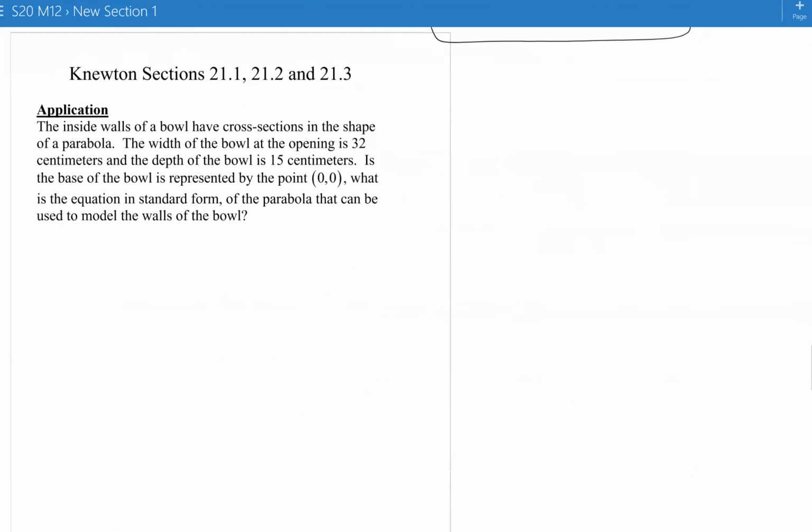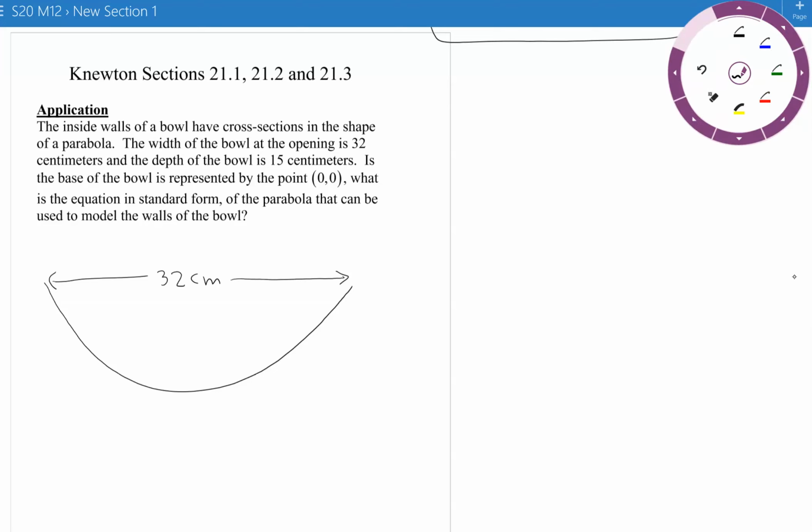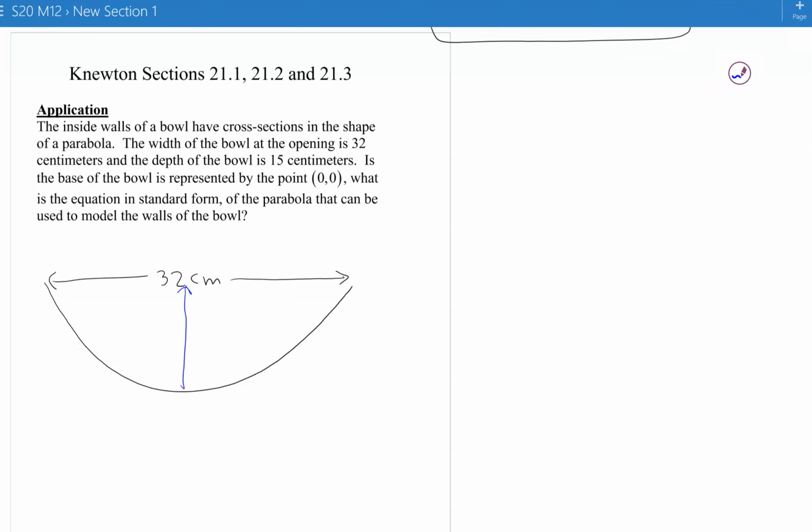Okay, then I have one application problem I wanted to look at with you. The inside walls of a bowl have cross sections in the shape of a parabola. The width of the bowl at the opening is 32 centimeters, and I'd really encourage you to draw sketches for these application problems. The depth of the bowl is 15 centimeters. The base of the bowl we're going to have be the origin, so that's going to be the vertex of the parabola, just to make things easier.